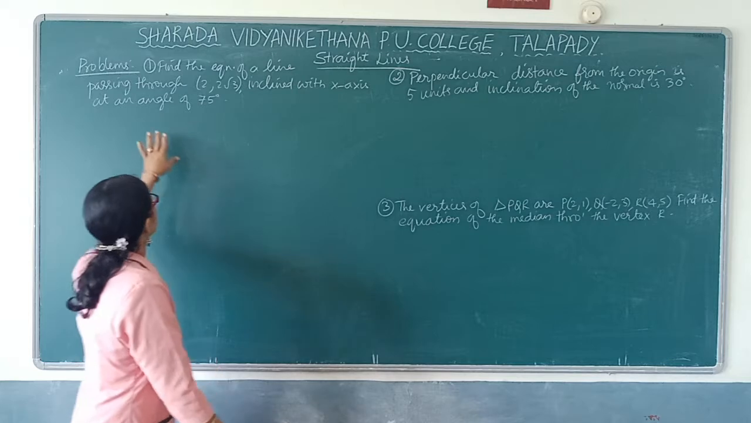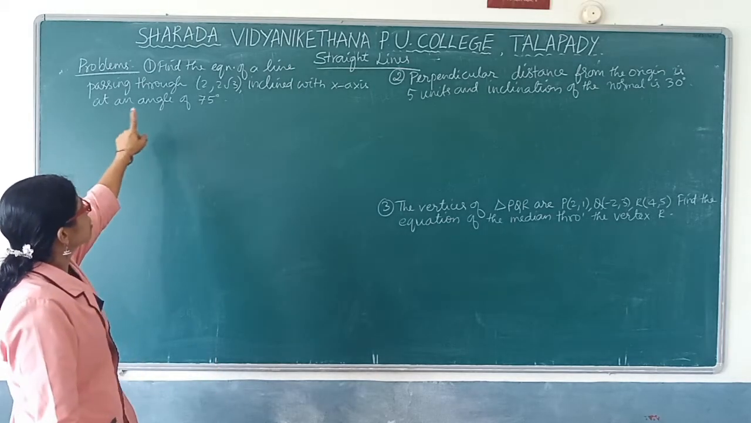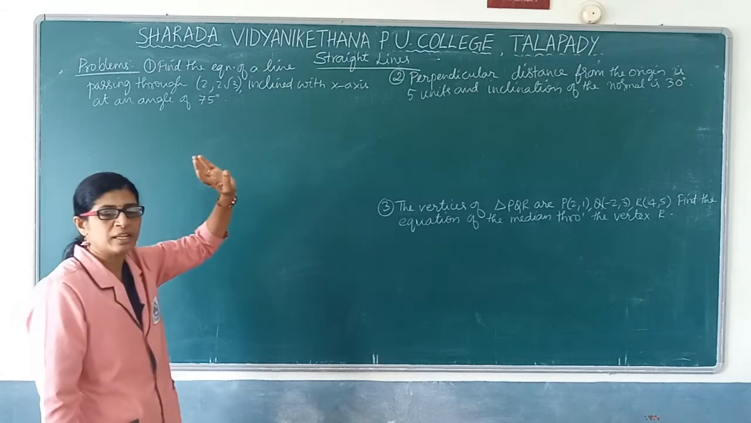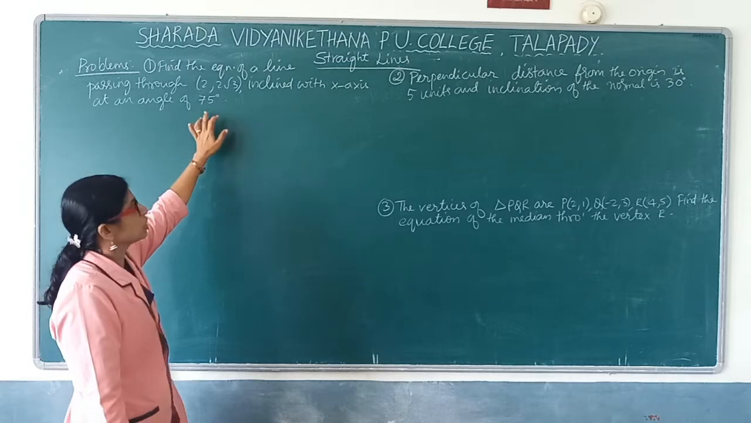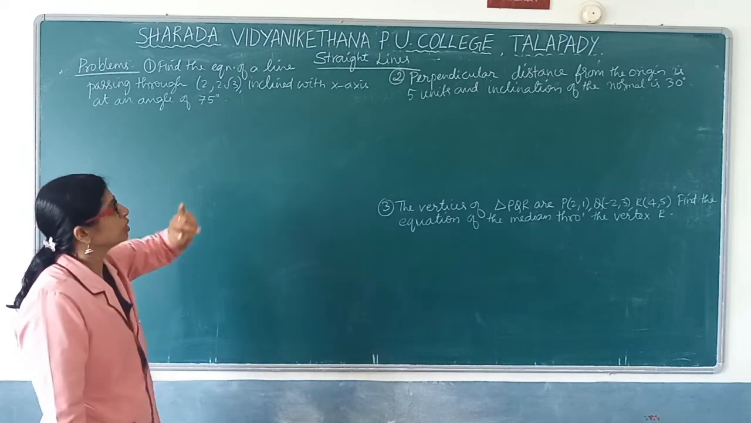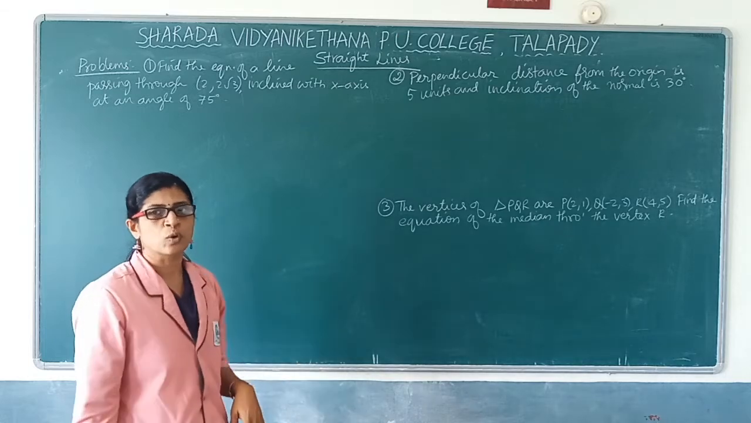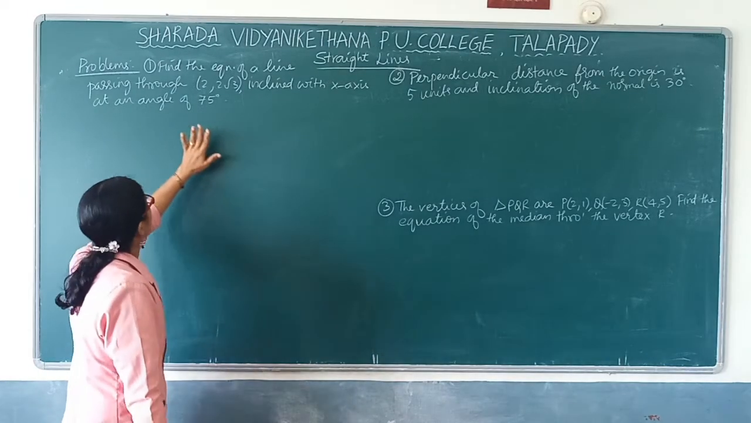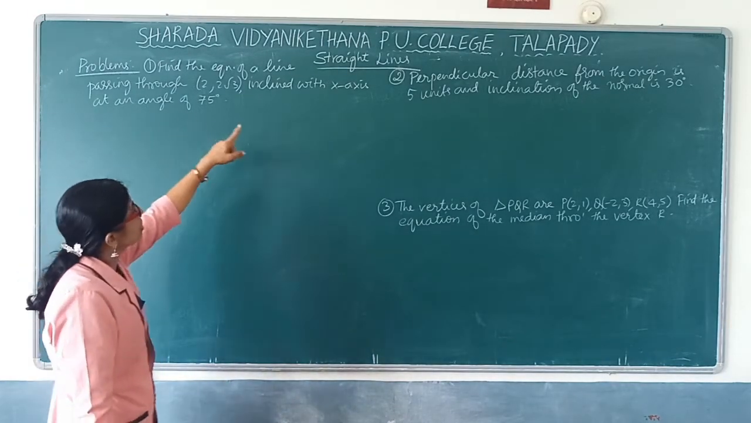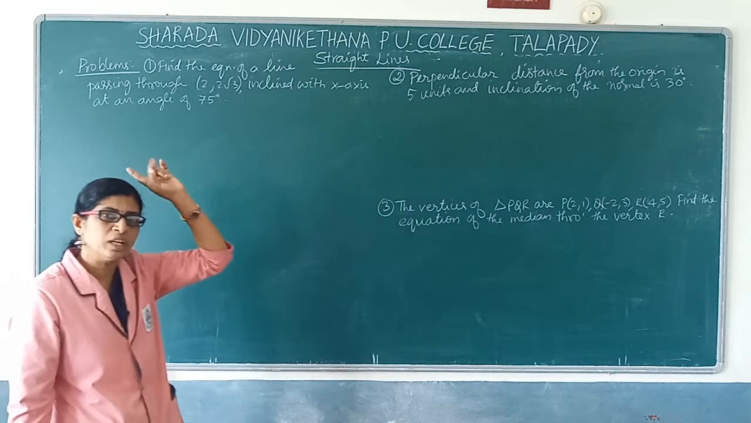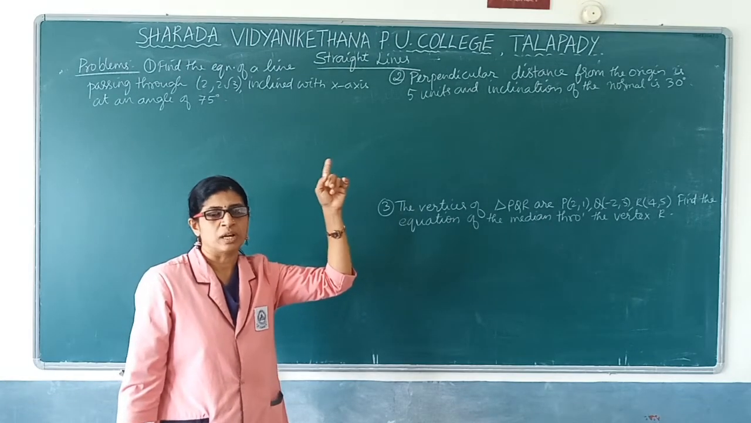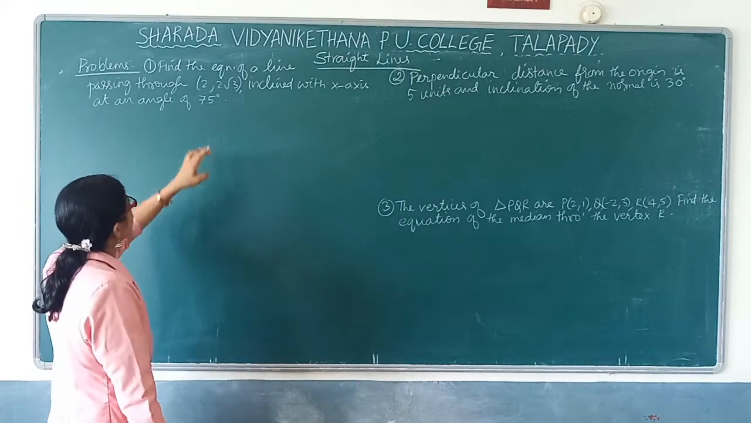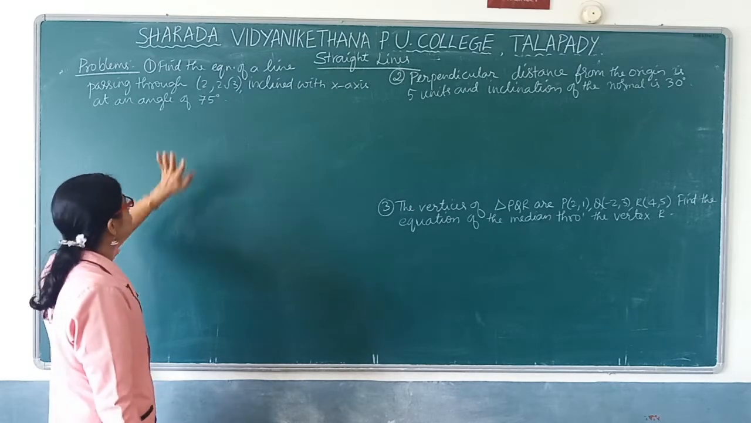First problem: find the equation of a line passing through (2, 2 root 3) inclined with the x-axis at an angle of 75 degrees. So theta, the angle of inclination, is 75 degrees here and a point on the line is given. So we can apply point slope form. This is not about the normal. The line is inclined with the x-axis. You have to notice the difference between inclination of the normal, that is omega, which cannot be taken as m is equal to tan theta. So here we have to apply point slope form of equation of a line.